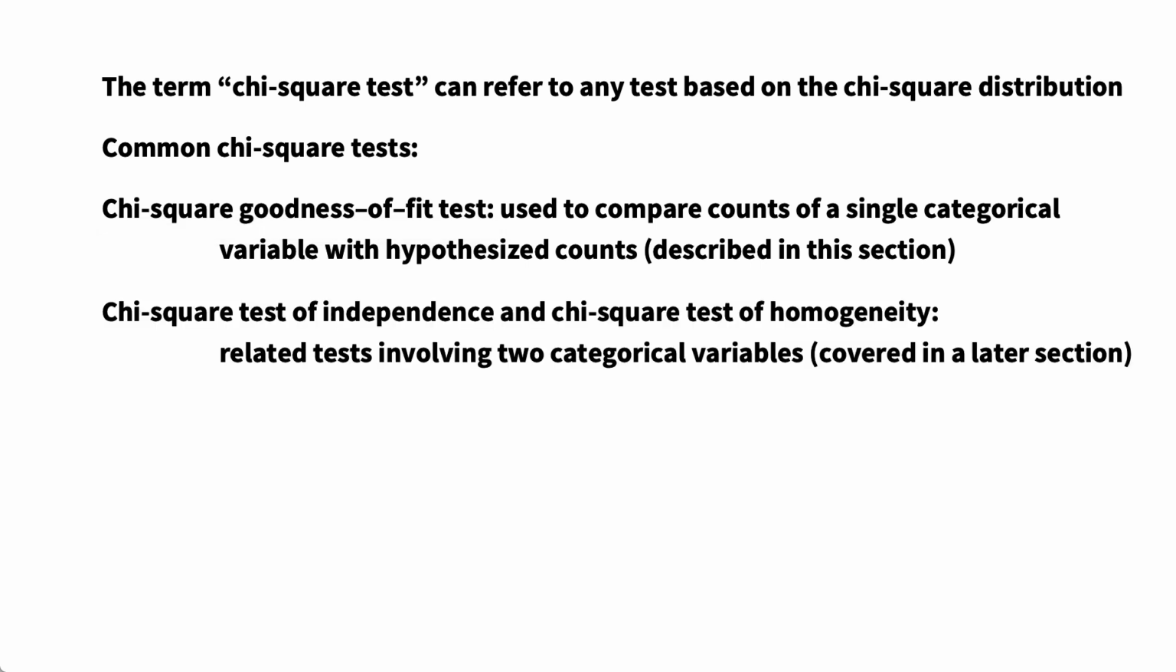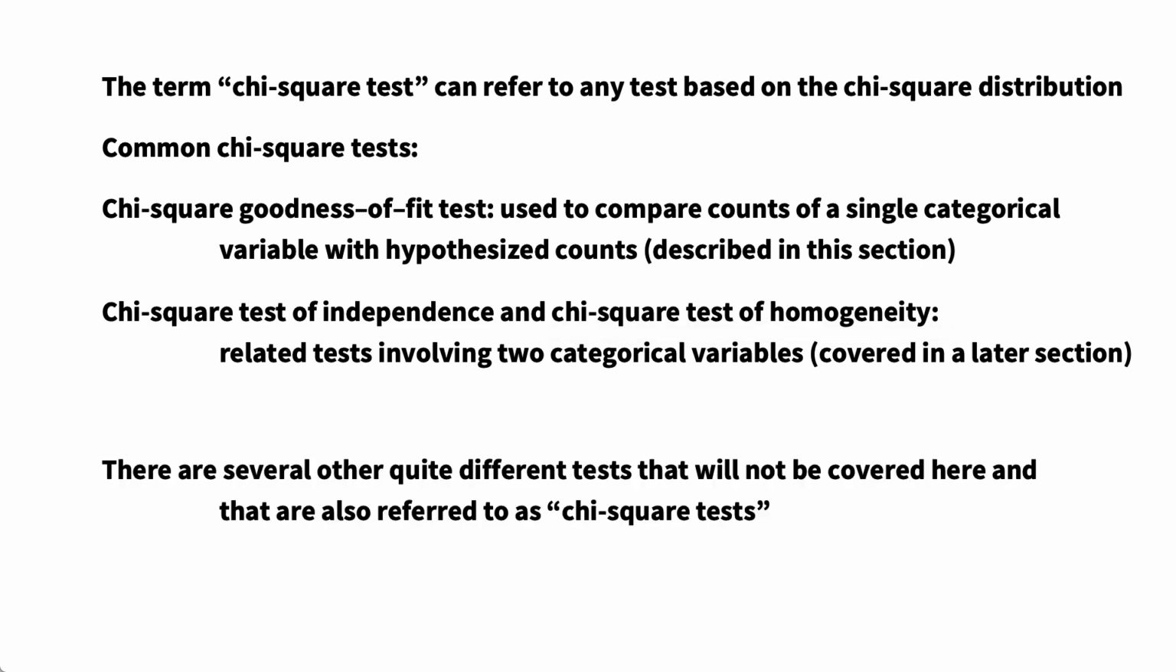Two other related chi-square tests, which will be described in a later section, are a chi-square test of independence and a chi-square test of homogeneity, which are tests that involve two categorical variables. There are several other quite different tests that are also called chi-square tests, but the tests to be covered here and in the next few sections are among the most common.